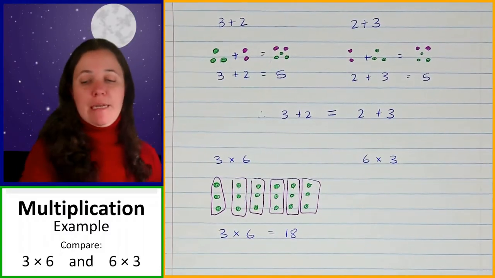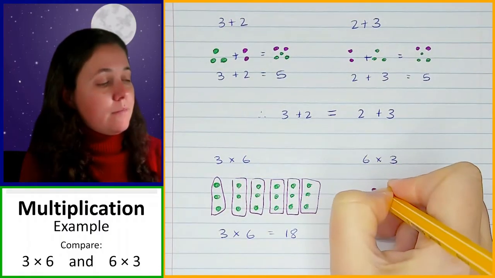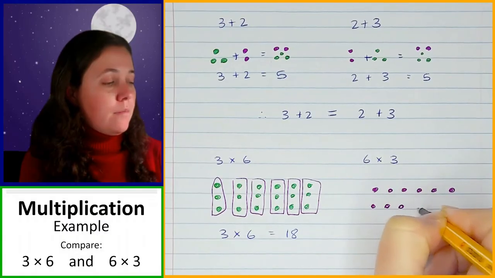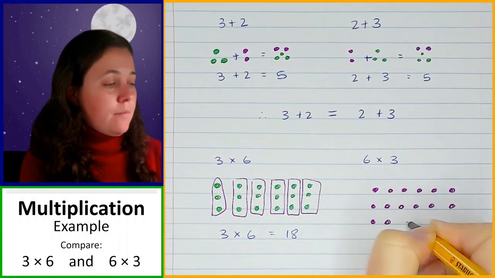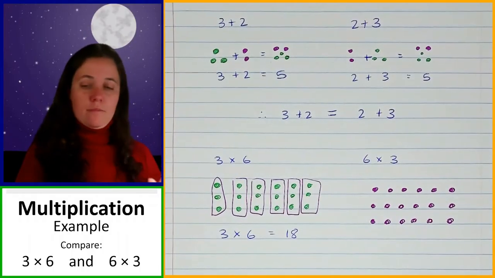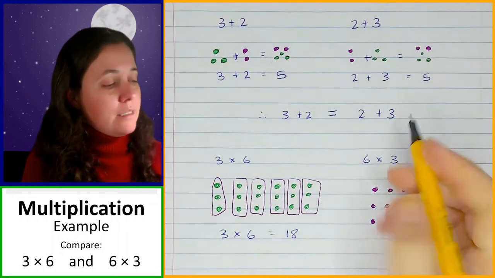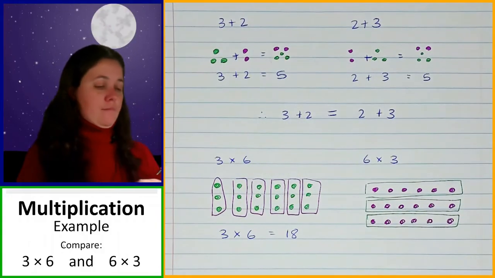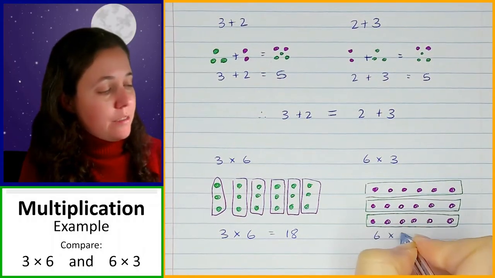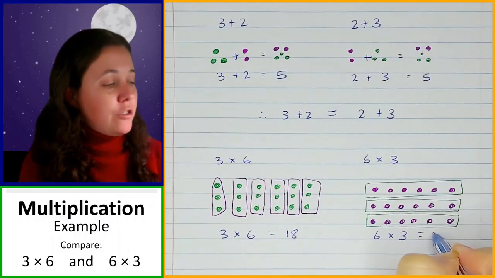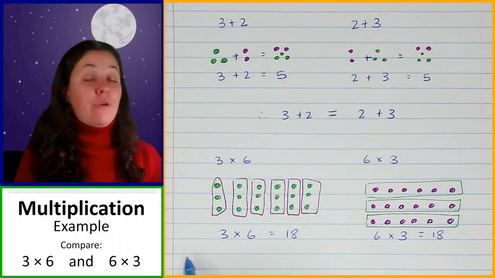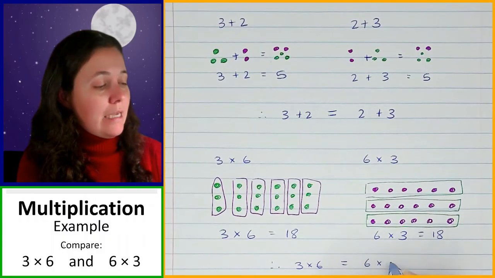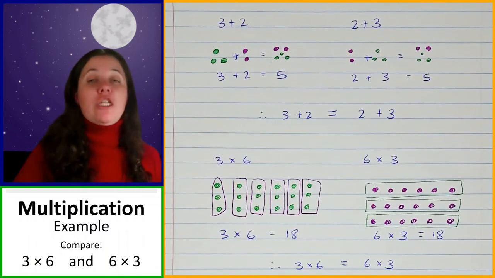Now if we go and look at it the other way around and we say, now we have groups of 6, and we have 3 of these groups. So I can group them like this, and I have 3 groups of 6. So here I have 6 times 3. And that also gives me, if you count all of those, you'll find that also gives you 18. So we can then say that 3 multiplied by 6 is the same as 6 multiplied by 3. So I can say, therefore, 3 times 6 equals 6 times 3. Again, I can move them around and it didn't change the overall result.